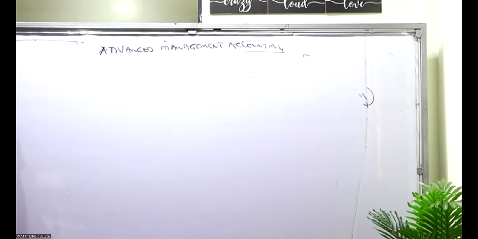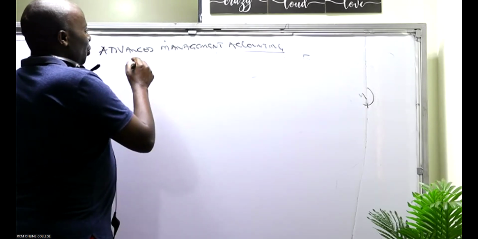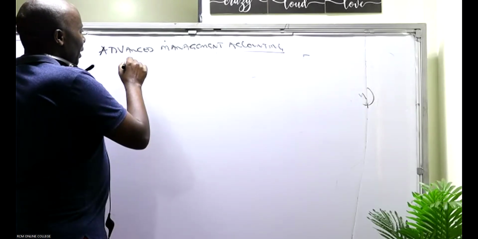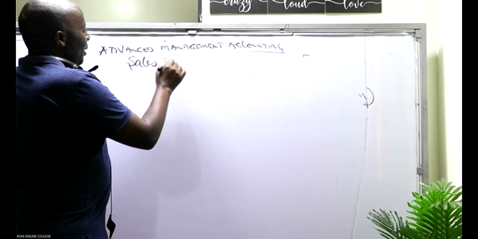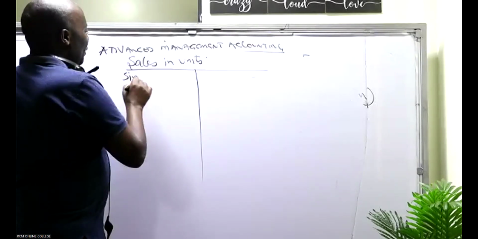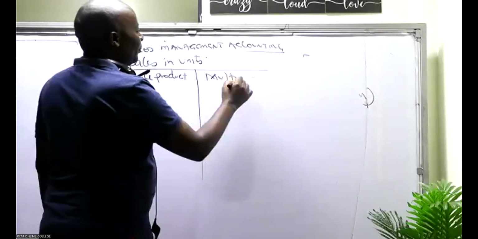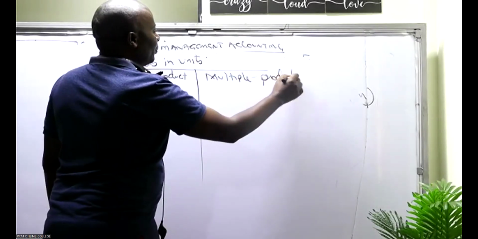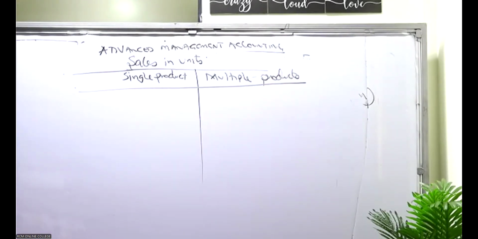All right, ladies and gentlemen. So then you have to draw something like this. We have sales, sales in units. Then we have single product and multiple products. Please make a table like that.